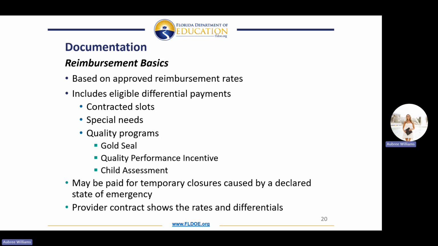Gold Seal requires documentation of a current Gold Seal designation from an accrediting agency. Quality Performance Incentive requires a program assessment composite score of 5.0 or higher. Child Assessment requires completion of Teaching Strategies Gold 3 times a year and a submission of child assessment data and teacher reliability documentation.